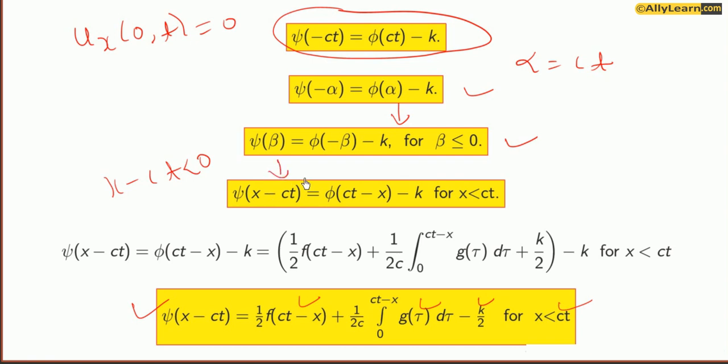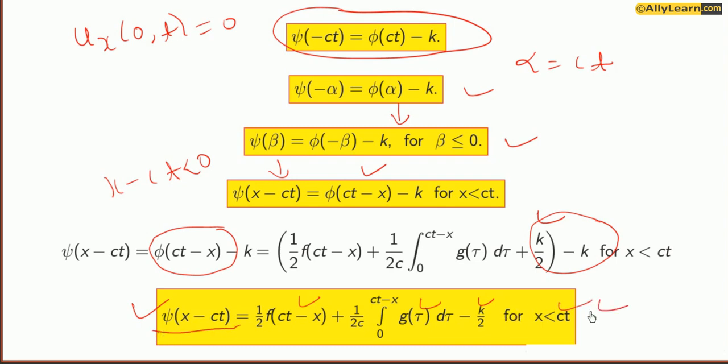So I could replace this beta with x minus ct, and phi was defined on non-negative numbers, so phi of ct minus x will be defined. And then just upon introducing the value of phi that we obtained on the previous pages, we got this expression, and clubbing these two terms we finally got the value of psi of x minus ct for the case x is less than ct.